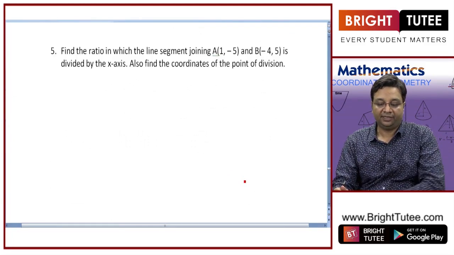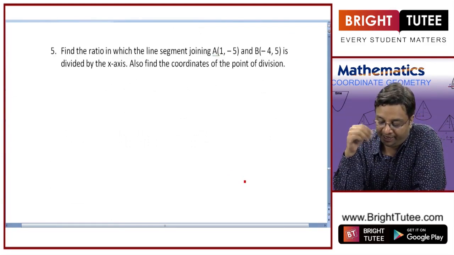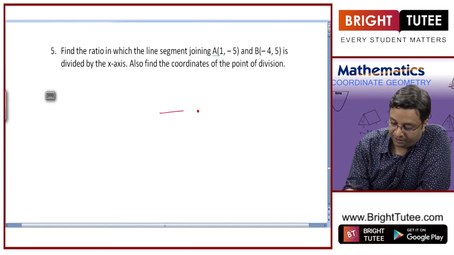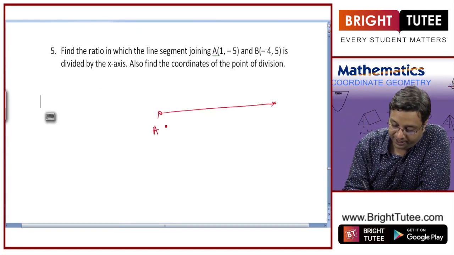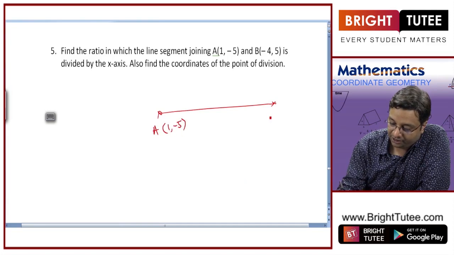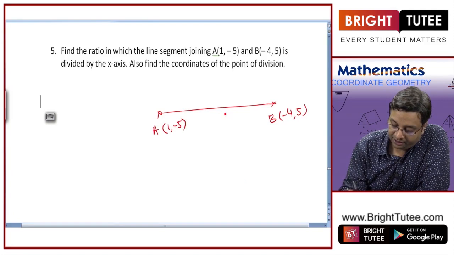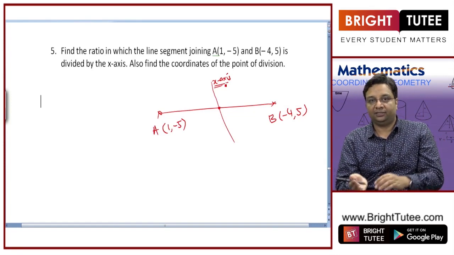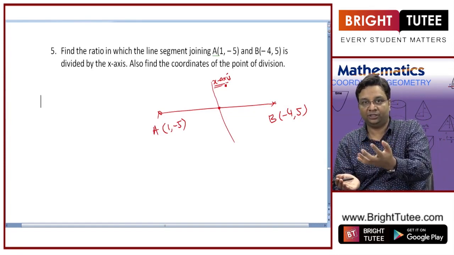Find the ratio in which the line segment joining A and B is divided by the x-axis. These are 2 points A and B. A is 1 comma minus 5, B is minus 4 comma 5, and this line segment is divided in some ratio by x-axis. Let's say this is x-axis. This is not a tilted axis, right? You just assume that this is x-axis. This line can be in any other position, right?